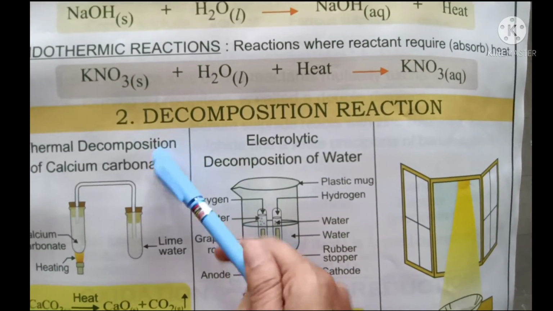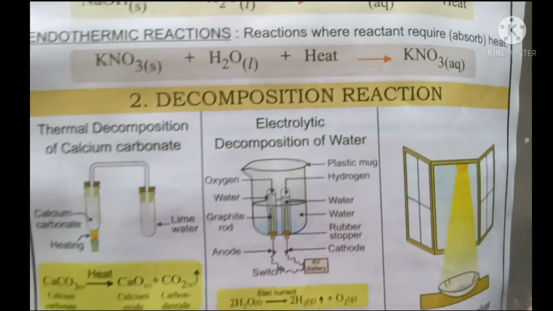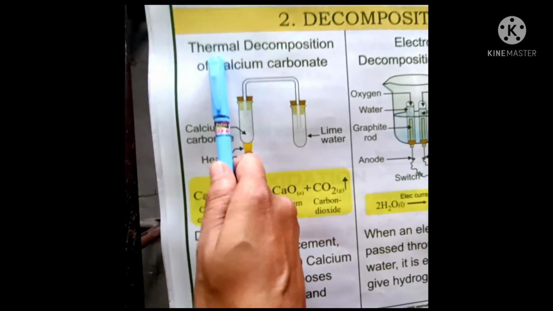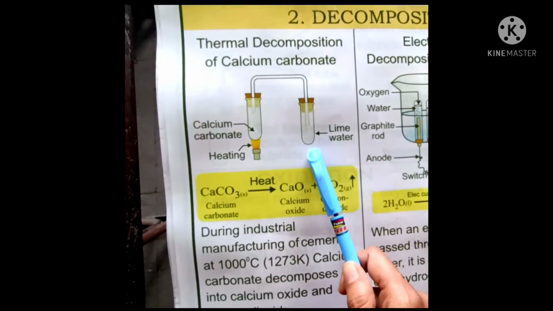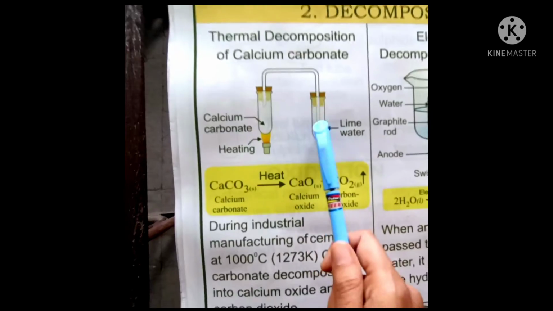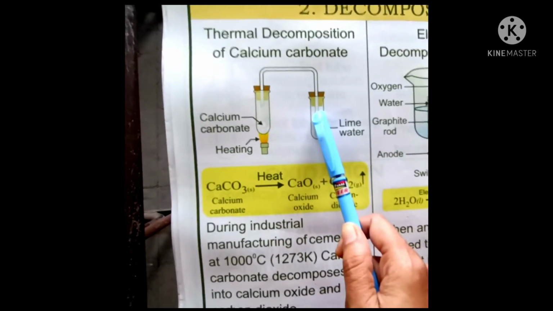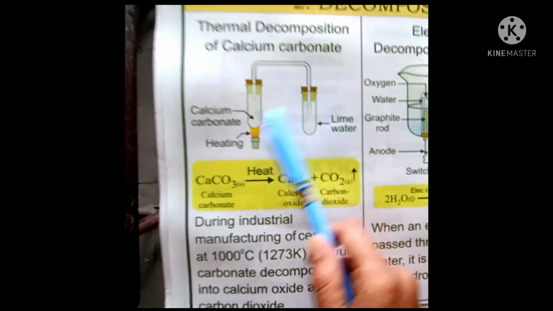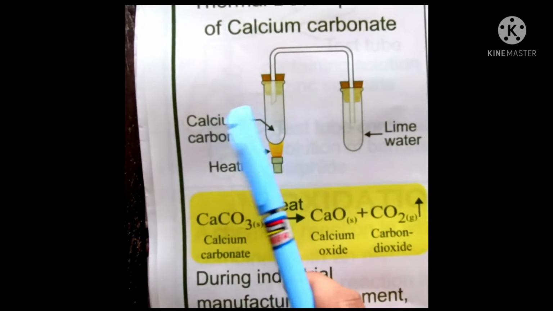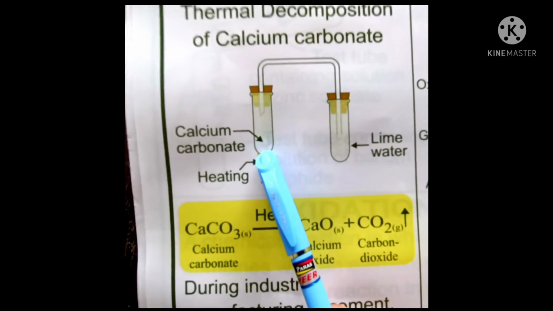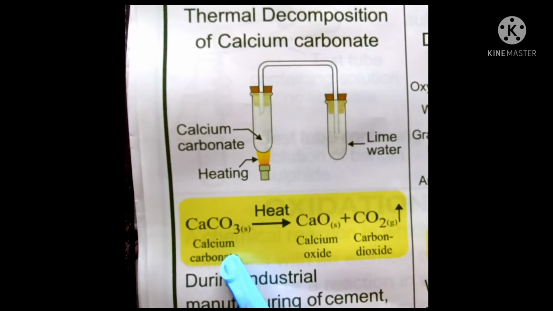Now students, let's see some examples of decomposition reaction. The first example is the thermal decomposition of calcium carbonate. For this, we have to take two test tubes in this way. These two test tubes are connected with a pipe, or a tube. Here we have taken calcium carbonate in one and we are going to heat it. So the chemical reaction is in this way.